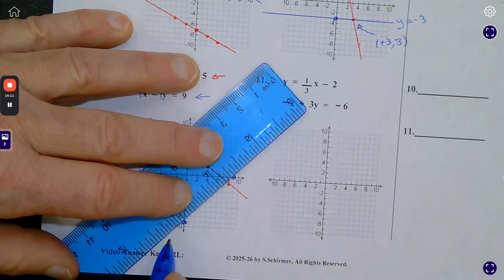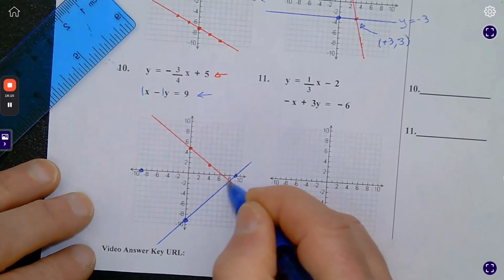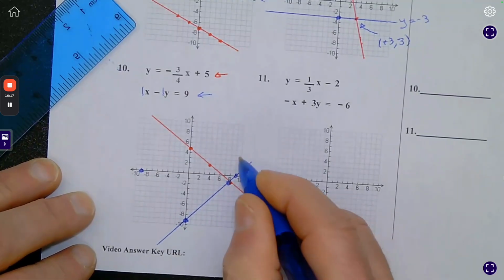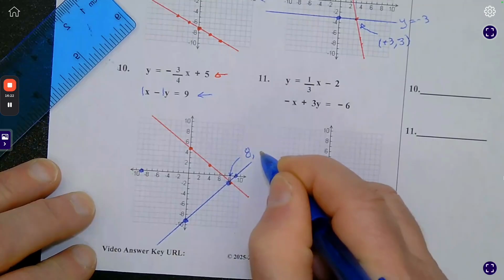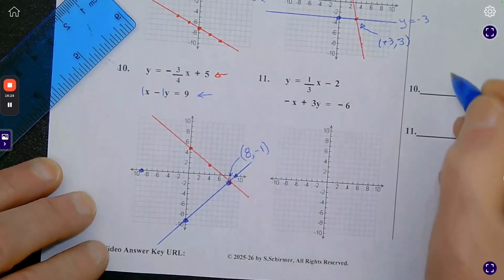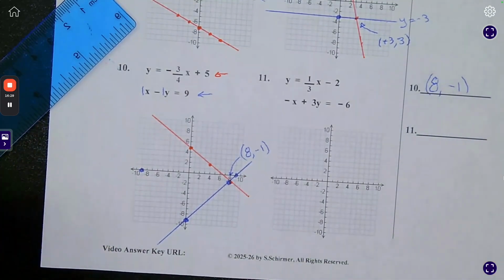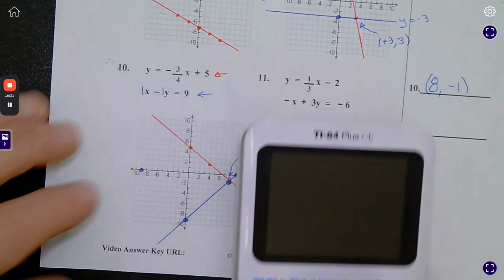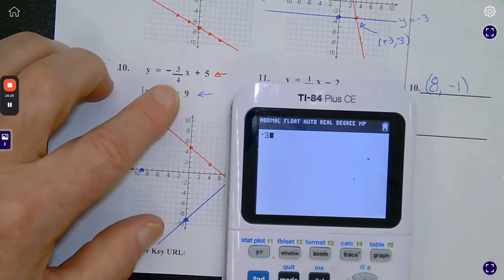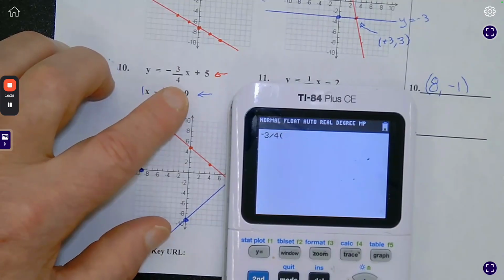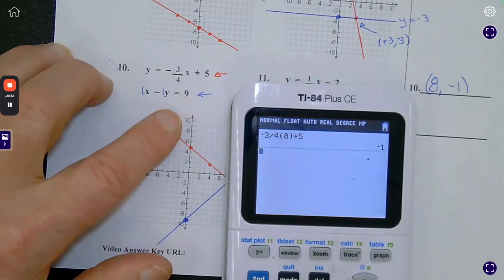And let's make sure we're accurate here. Okay, it looks like we have a point of intersection right there. That point of intersection is 8, -1. I'm going to check that one real quick because it was out there and I don't know. So I'm going to do -3 divided by 4 times 8 plus 5. Okay, I got -1. That's a good sign.